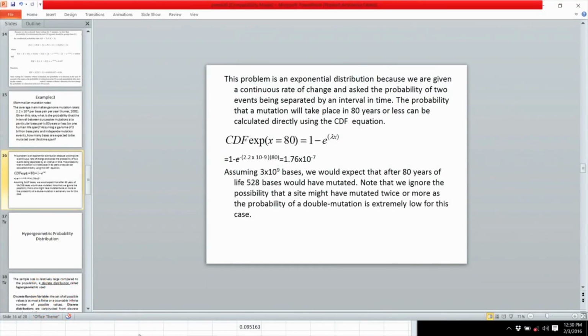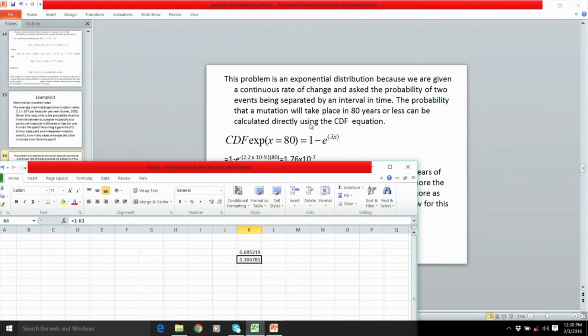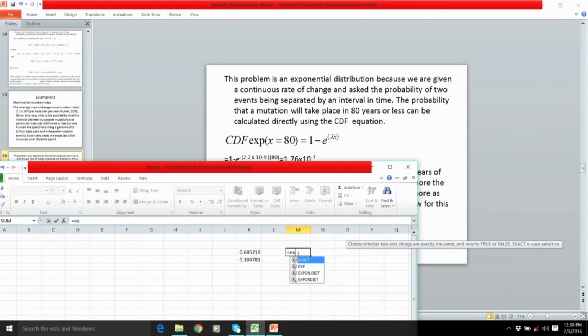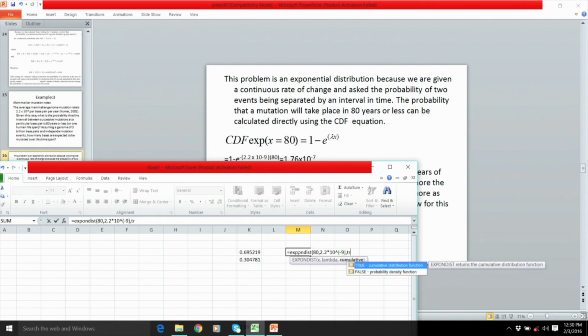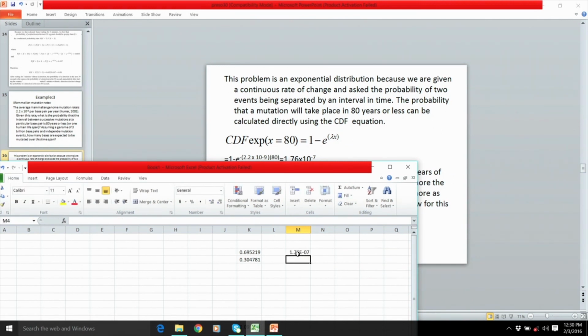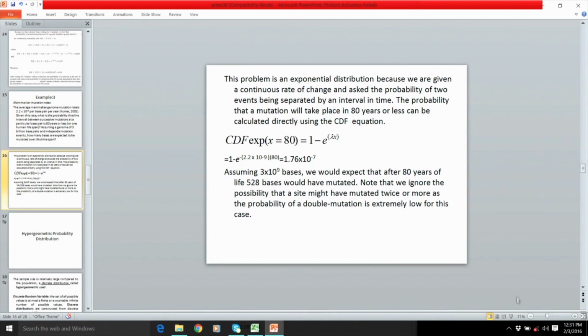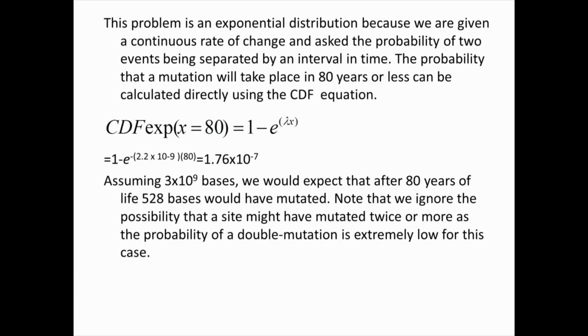We can use the same thing using our Excel function also. So, we have the Excel function EXPON.DIST, x is equal to 80 years, lambda 2.2 into 10 power minus 9, and cumulative true. You get 1.76 into 10 power minus 7, you understand. So, that is the probability of a mutation taking place in 80 years or less.